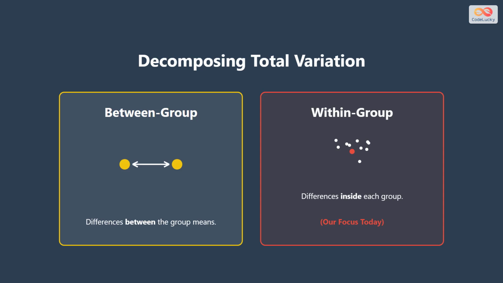When we analyze this data, we can split the total variation into two distinct parts. First, there is between-group variation, which looks at how the groups differ from each other. Second, there is within-group variation, which looks at differences inside each group. Today, our spotlight is entirely on the red box, the variation happening inside the groups.